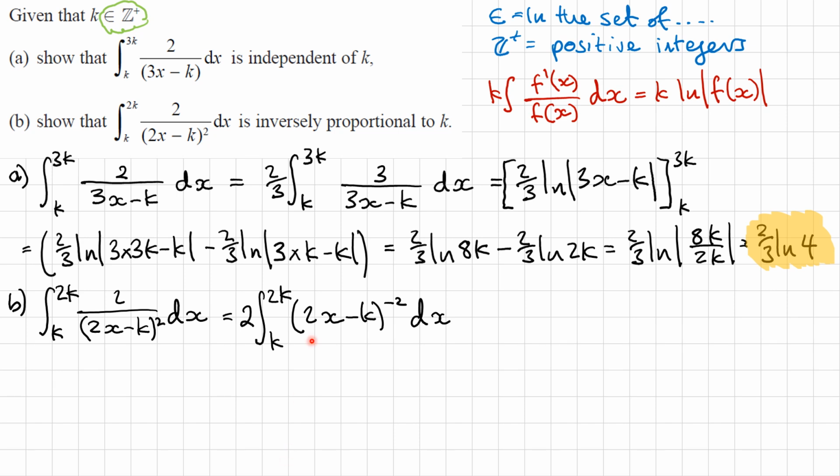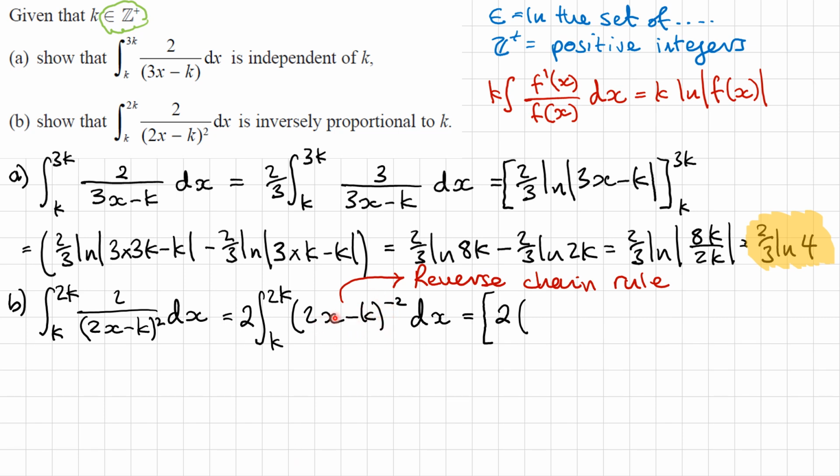I can now integrate this. I can use the reverse chain rule because the inside of this bracket is linear. When it's not linear, you can't use the reverse chain rule. So reverse chain rule to do this integration, so a different method to the first one. Okay, so I will have 2 times by what I will get when I use the reverse chain rule on this.